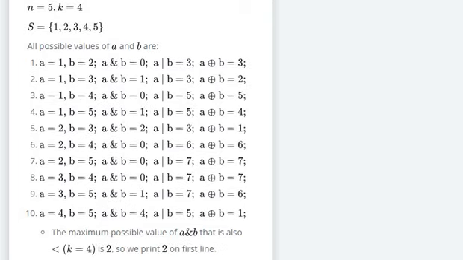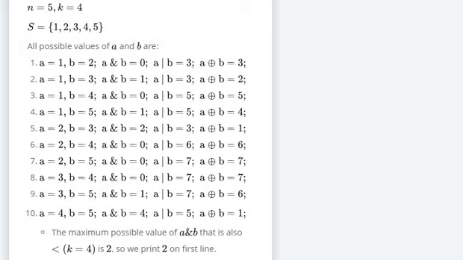So what are you supposed to print here? The maximum possible value of A AND B. Look at A AND B. What is the maximum possible value of A AND B that is also less than K? What is K here? 4. Less than K is 2. So we print 2 on the first line.